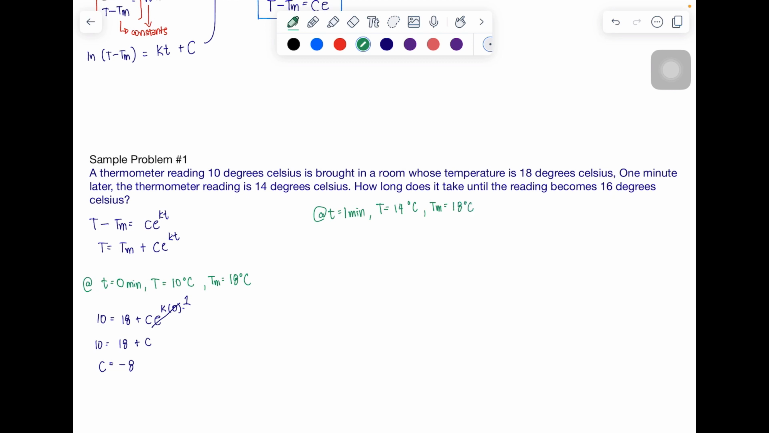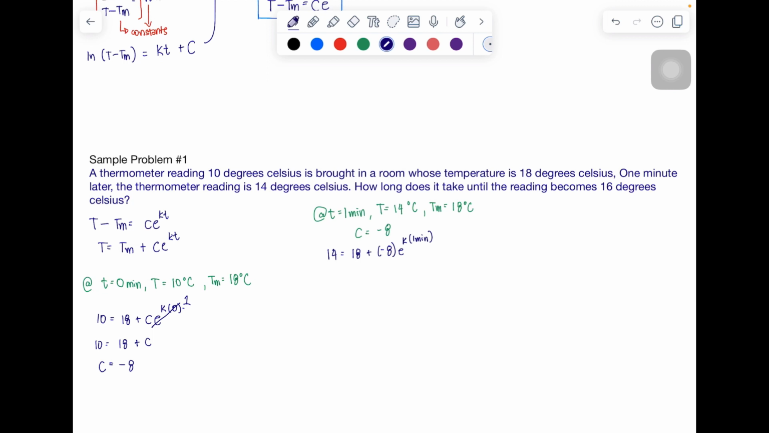You already have the c, which is negative 8. So let's substitute that into the equation. So we have T is 14 is equal to 18 plus negative 8 e to the k. So what is t? That is at 1 minute.